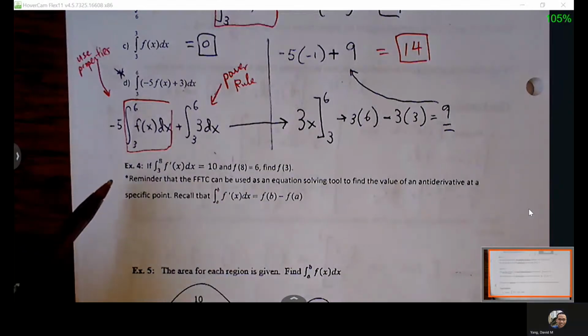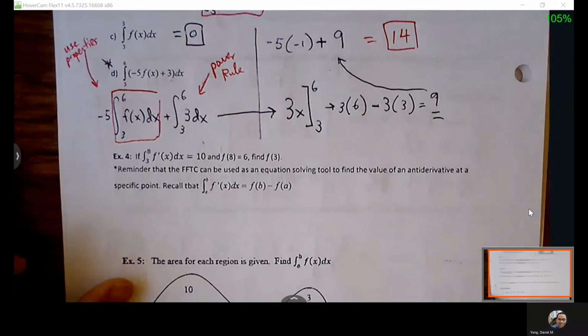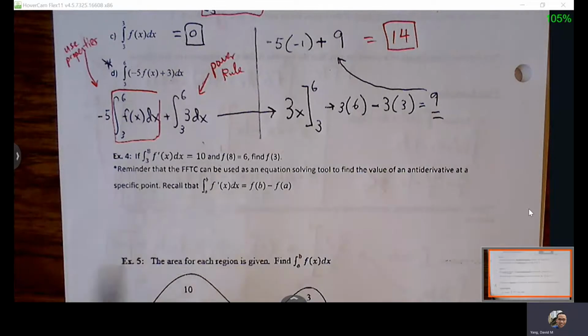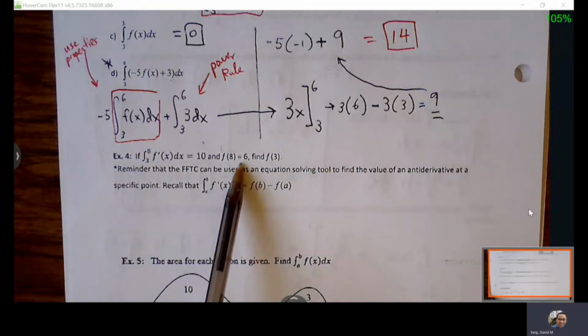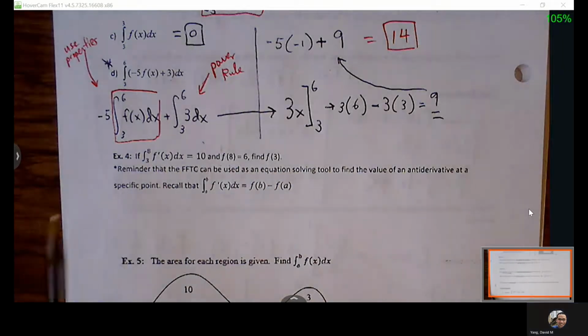Okay, example 4. Okay, if the definite integral from 3 to 8 of f prime is equal to 10, and f of 8 equals 6, find f of 3.